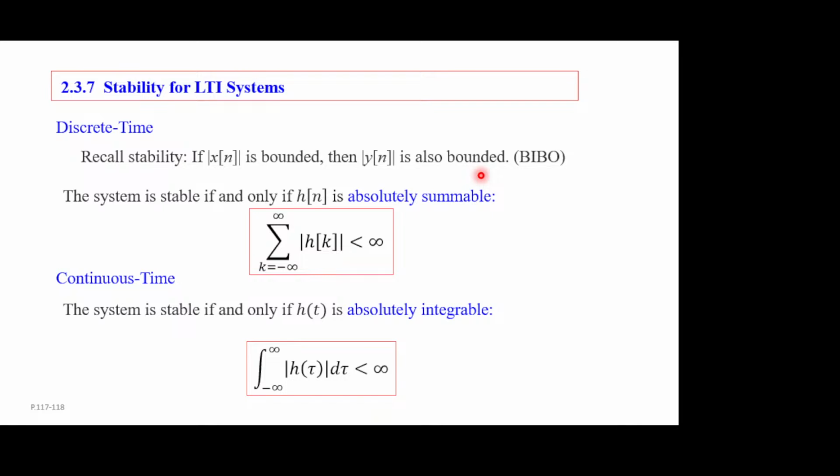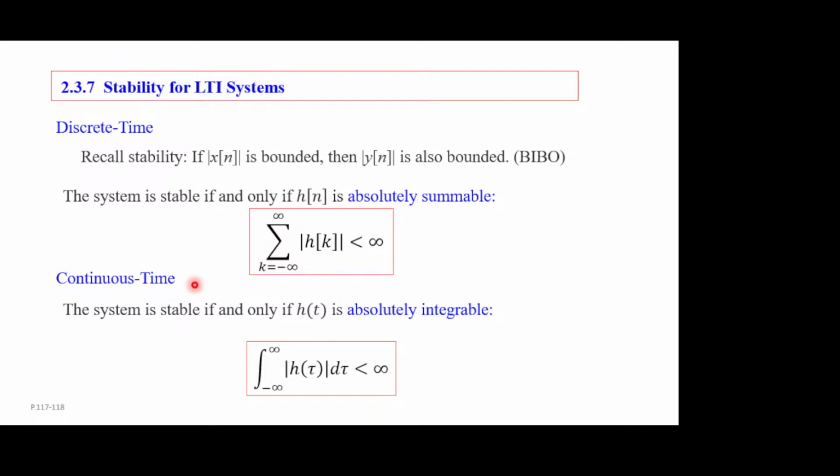Now this is a little hard to see, but we'll prove it next page. The system is stable if and only if h of n satisfies a condition, and this condition is absolutely summable. It means that if we sum the absolute value of h of k, for k from minus infinity to infinity, and this summation is a bounded value, then our system is stable.